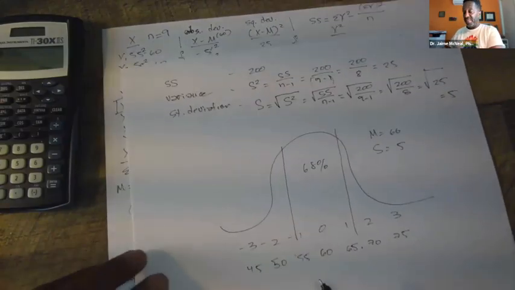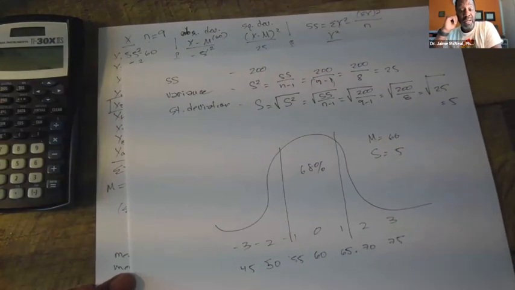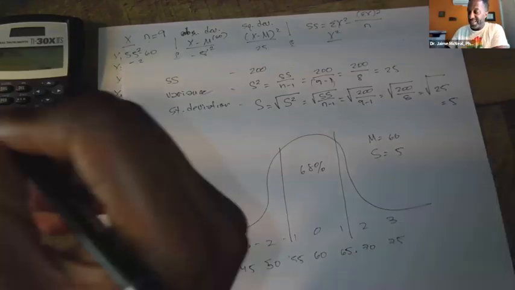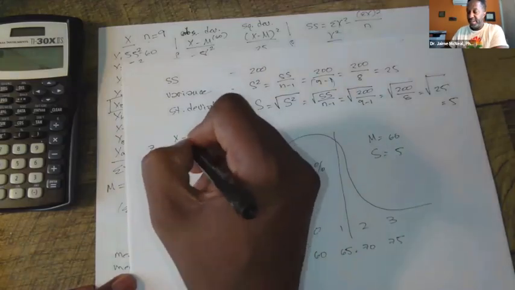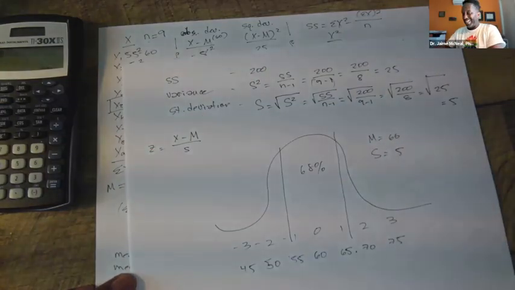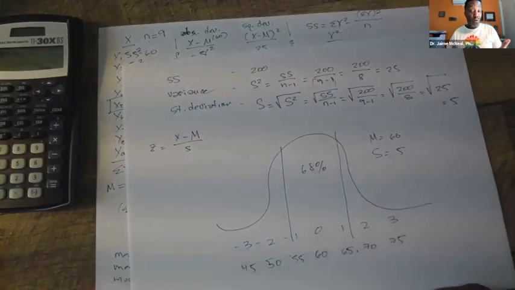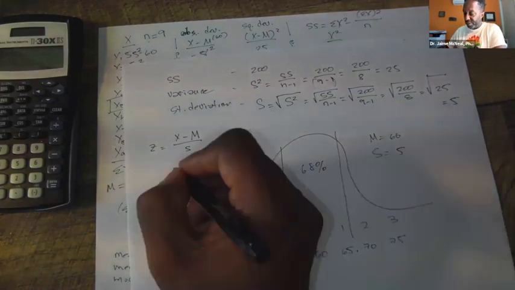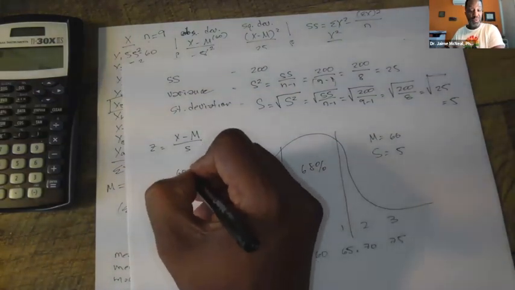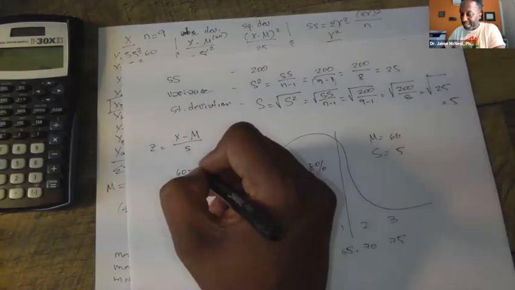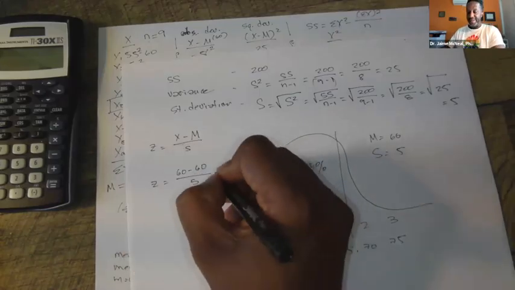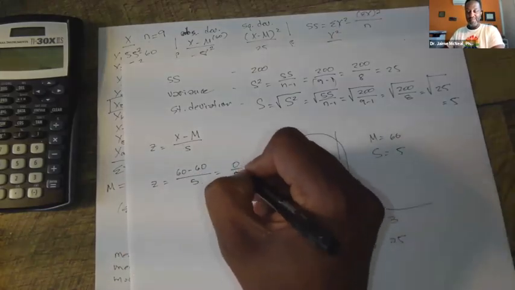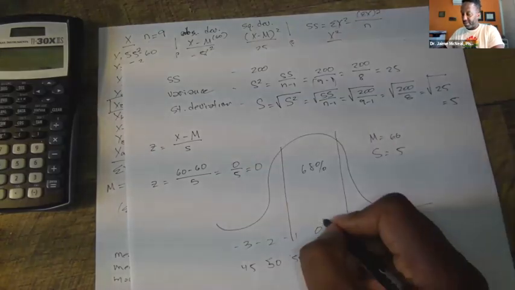We know also that the formula for converting a raw score to a z-score is the x value minus the mean divided by the standard deviation. We can test this out to confirm that 60 is actually 0. All right, so if we say we want to see what 60 is, 60 is the score that we're checking. 60 also is the mean, divided by 5. 60 minus 60 is 0. 0 divided by 5 is 0. Right there.